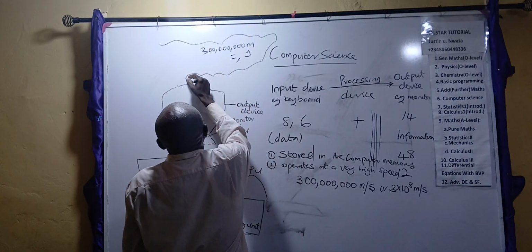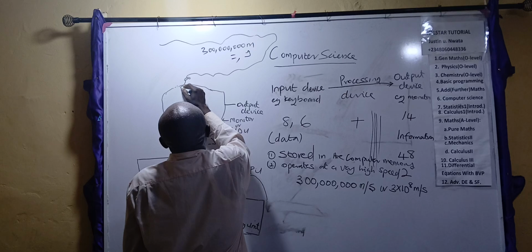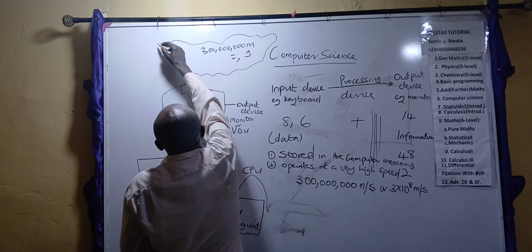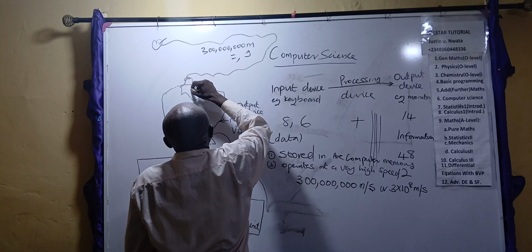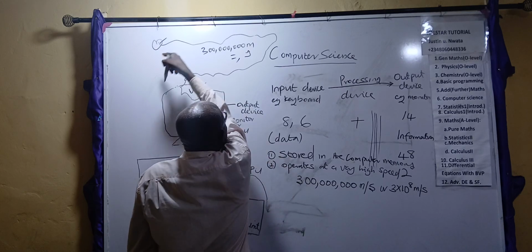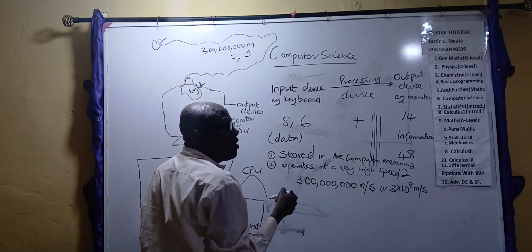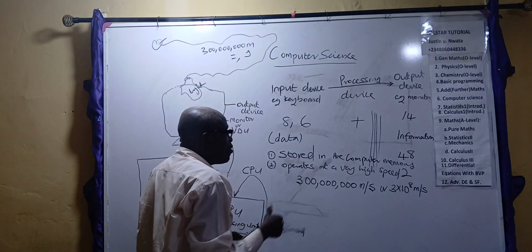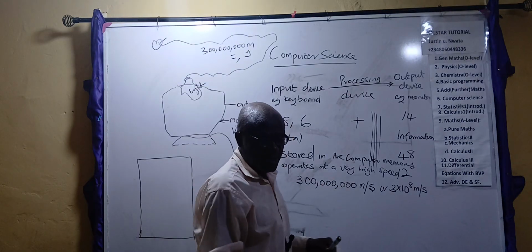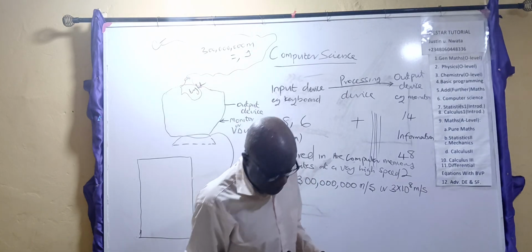Put an electric bulb here, and put a switch here. Immediately you turn this switch, the light will shine. Notwithstanding how long this wire is, even 300 million meters. So that is the speed of light, and that's the speed at which the computer uses to process data or information.